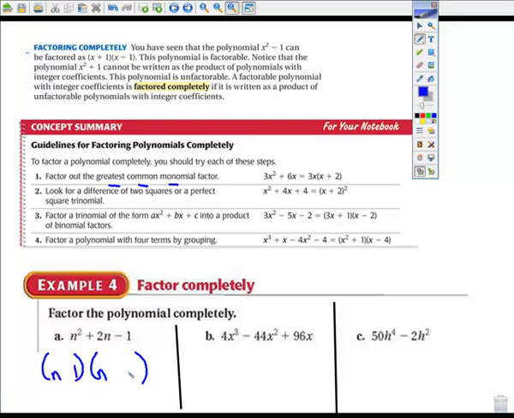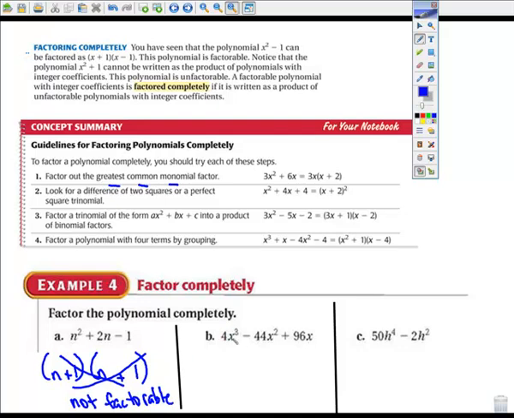The only factors of 1 are 1 and 1. But the only way to get a positive 2 out of this is to put a positive 1 and a positive 1. But 1 times 1 doesn't give me negative 1. So this is not factorable. I can't take it any further.